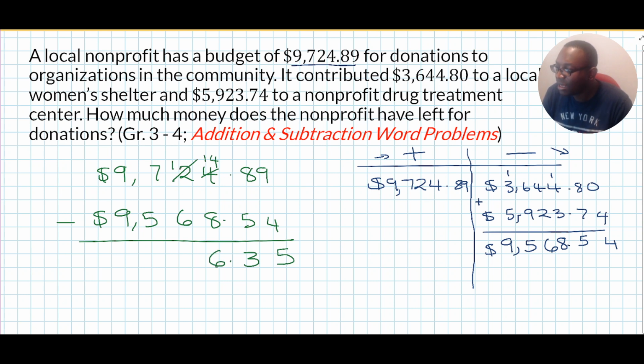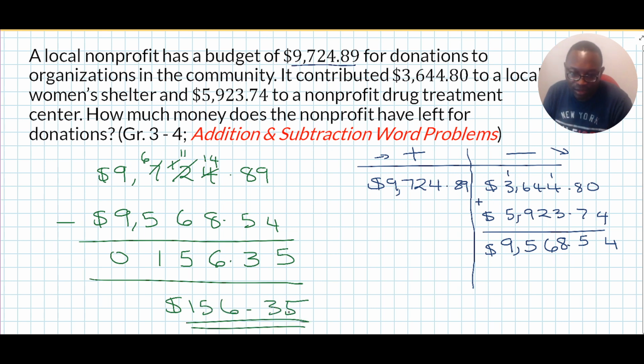And then here, 1 minus 6, I can't do that. So I'm going to come to 7, borrow 1, we're left with 6. And then this one I borrow is 10. 10 plus 1, we have 11. 11 minus 6, we have 5. And then 6 minus 5, we have 1. And then 9 minus 9, we have 0. So we can just ignore that. So at the end, the amount of money that is left over is $156.35. Good try, good try. I see someone got it right. Good job.